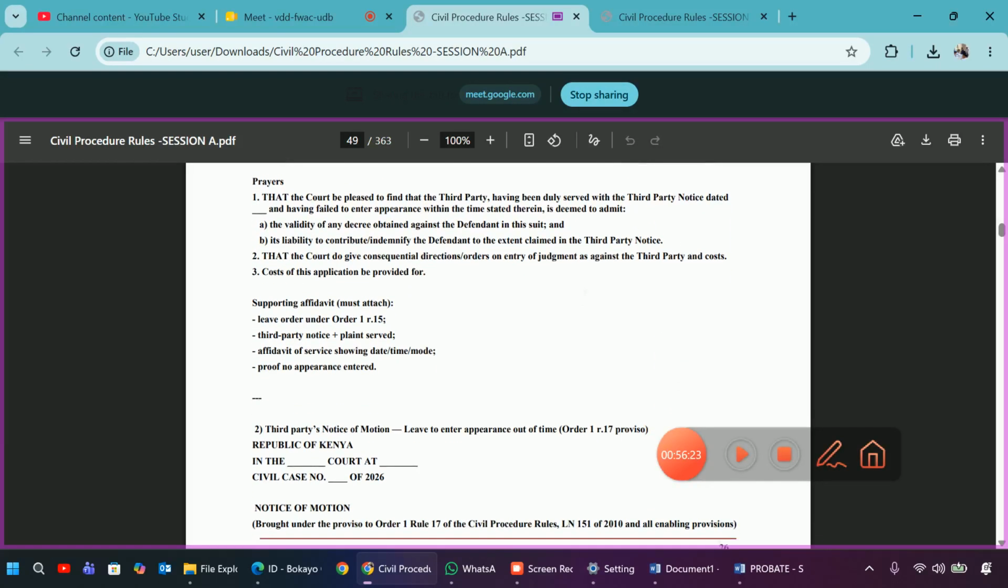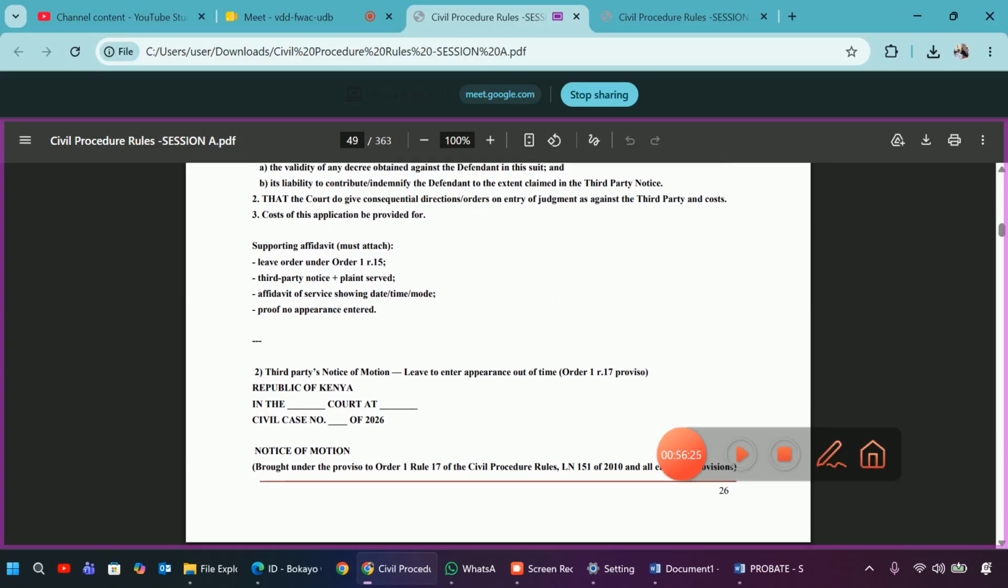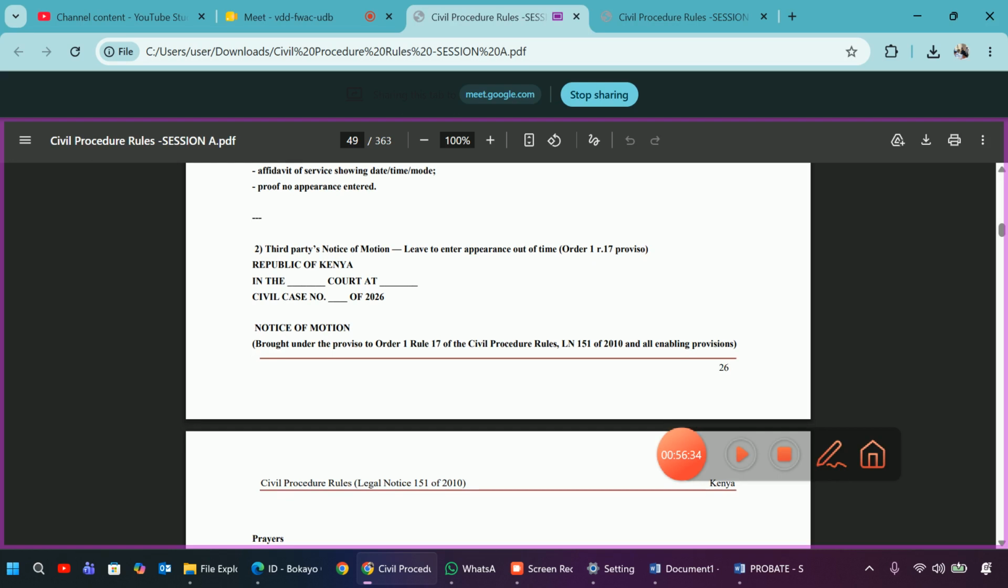So for the supporting affidavit, you attach the leave order under Order 1, then you attach the third party notice, then the affidavit of service, then prove that no appearance was ever entered.